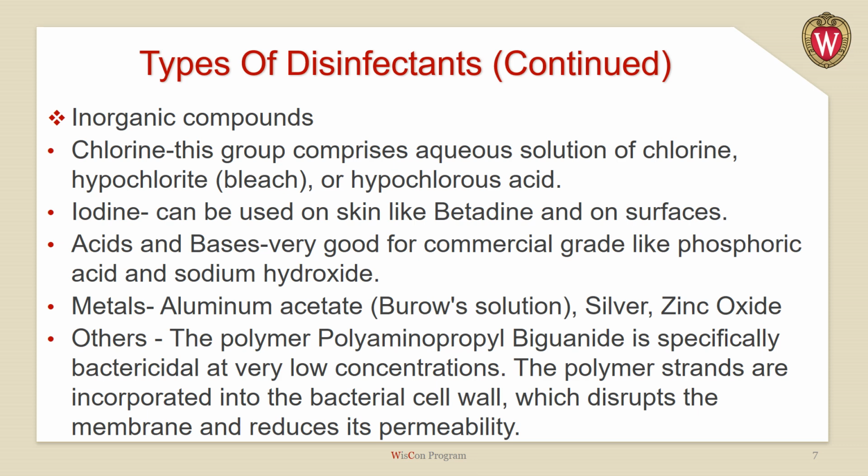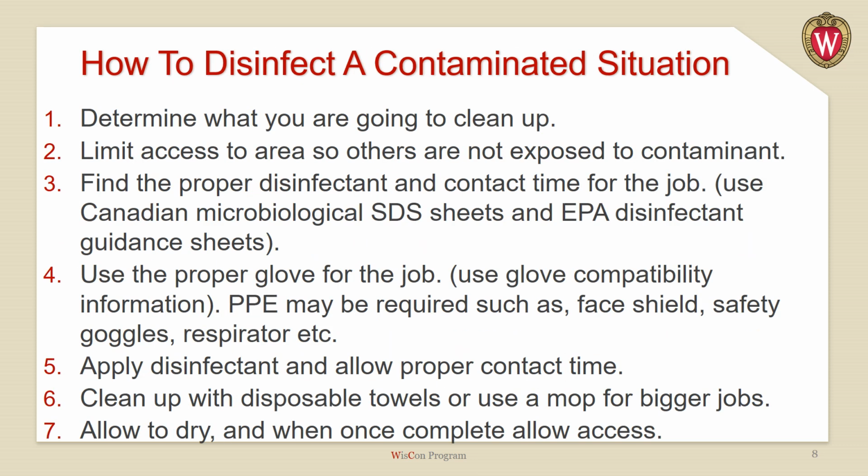Others. The polymer polyaminopropyl biguanide is specifically bactericidal at very low concentrations. The polymer strands are incorporated into the bacterial cell wall, which disrupts the membrane and reduces its permeability.